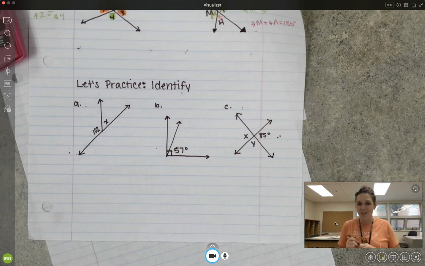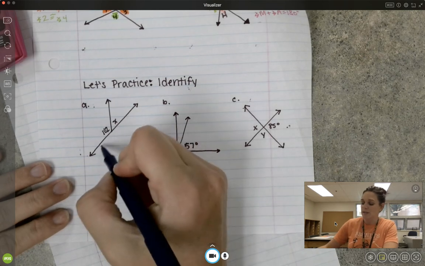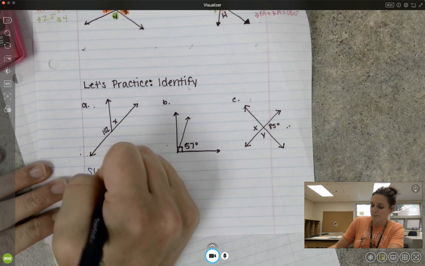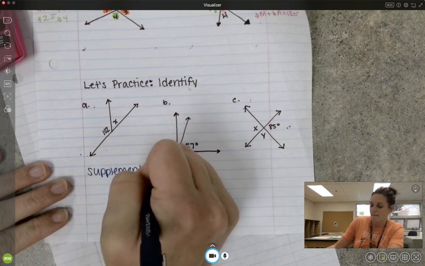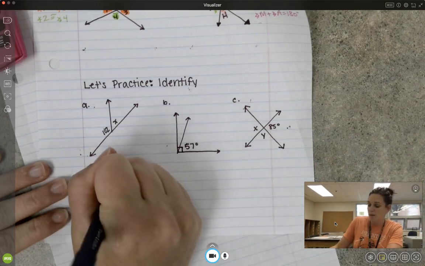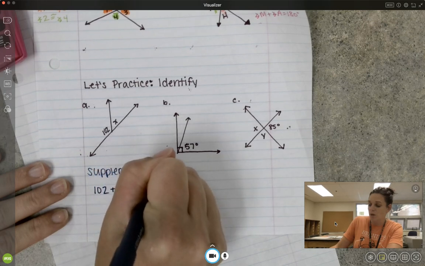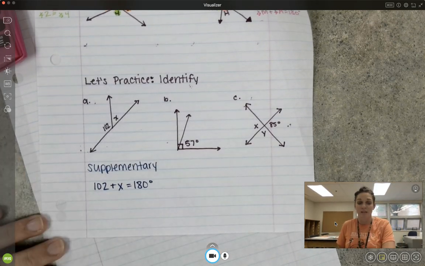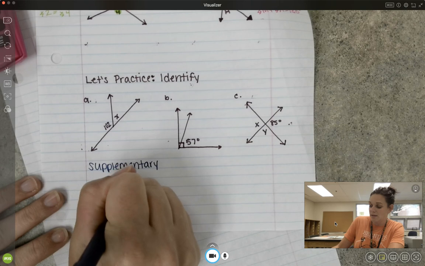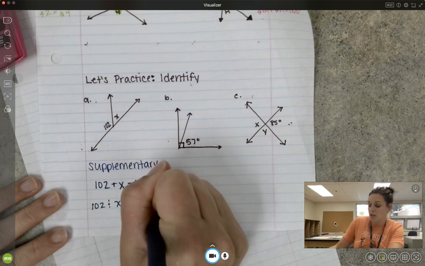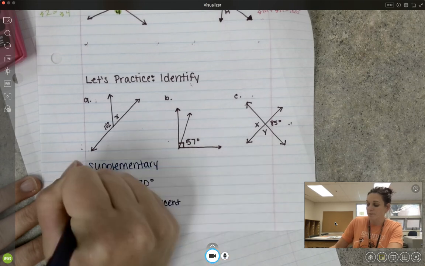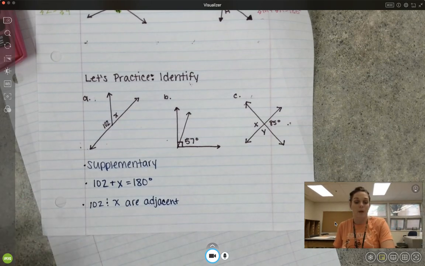All right, so let's take a look at what we should have written. So A, we notice this is on a straight line. So we should have answered that this was supplementary. And then we could have written an equation and we could have said 102 plus x equals 180 degrees. We could have also declared that 102 and x are adjacent.